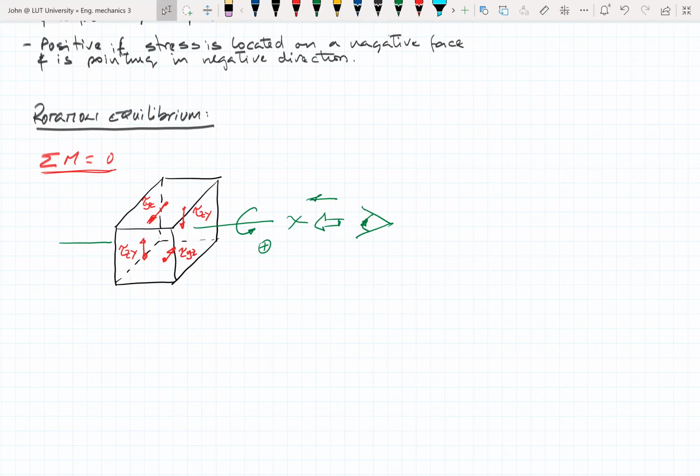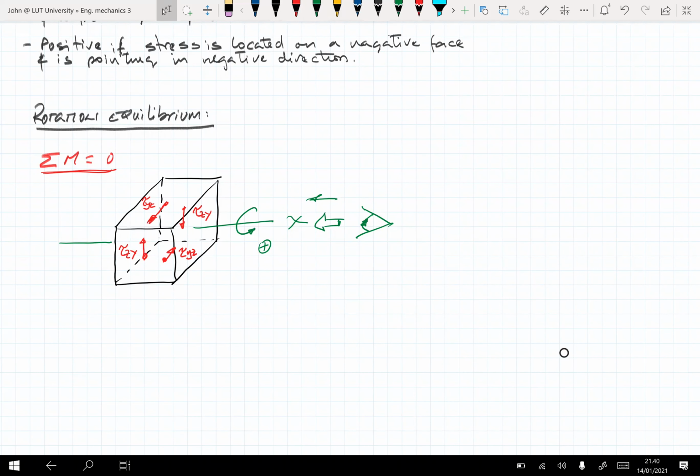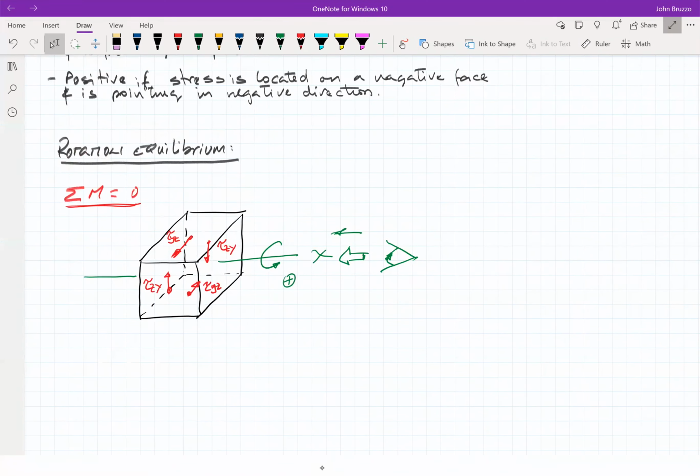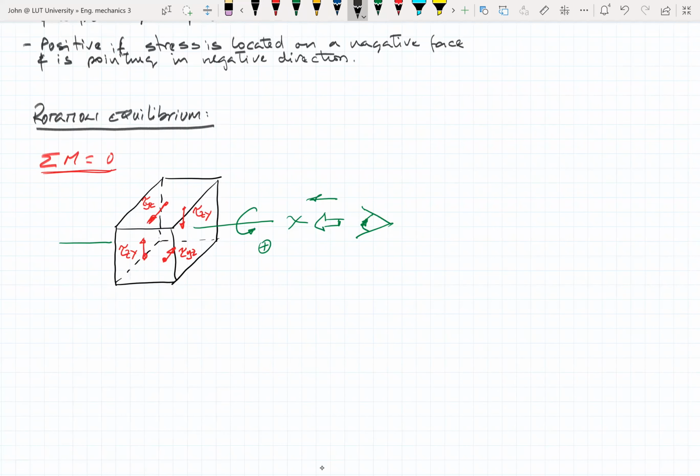First, to start writing here, we'll try to simplify this. Okay, perfect. Let's take one of them, tau yz. Tau yz makes the cube rotate anti-clockwise, meaning that it is produced by a force that makes the cube rotate in the positive direction, so it is going to produce a positive moment. Then I'm going to write that tau yz.